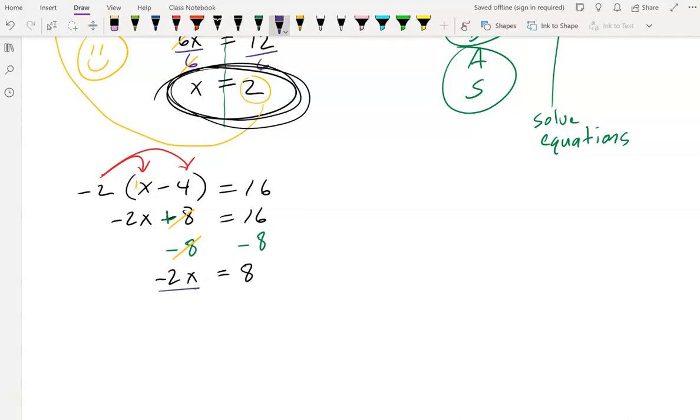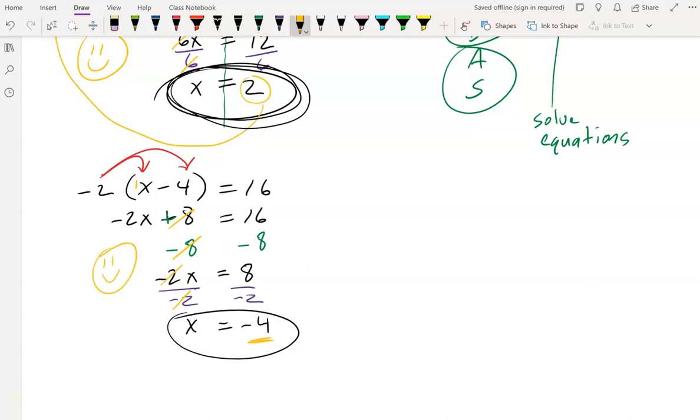All right, and now we undo the multiplication of negative 2 times x. We are going to divide by the coefficient, which is negative 2. Divide by negative 2. Negative 2 and negative 2 cancel each other out, and we are left with just x over here, and 8 divided by negative 2. A positive divided by a negative, there's one negative sign there, so it's going to be a negative 4. X equals negative 4. And if we put that back into our original equation, it should be correct. Negative 4 minus 4 is negative 8. Negative 2 times negative 8 is positive 16. We are good to go.